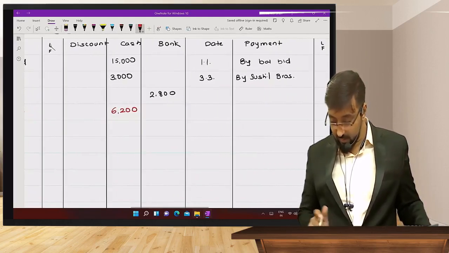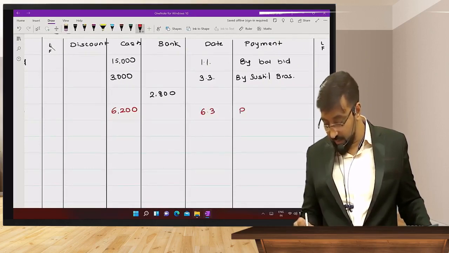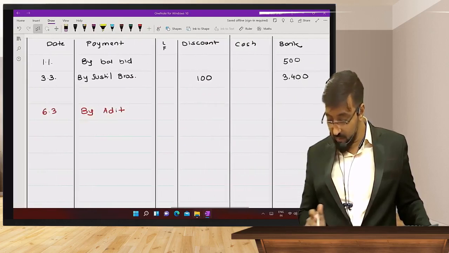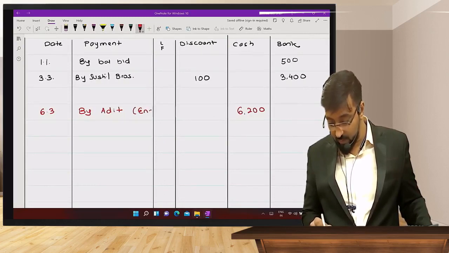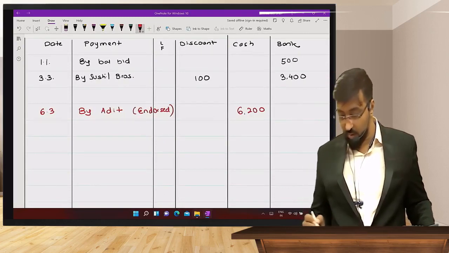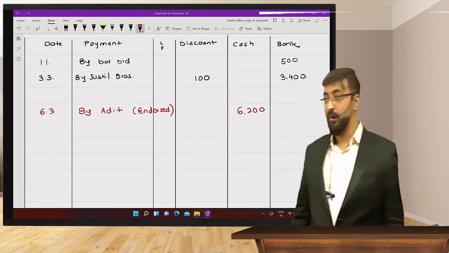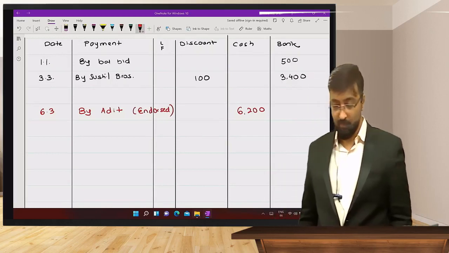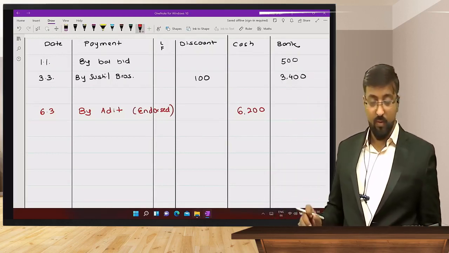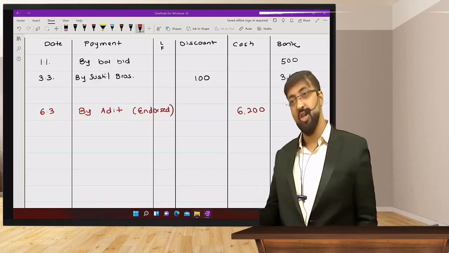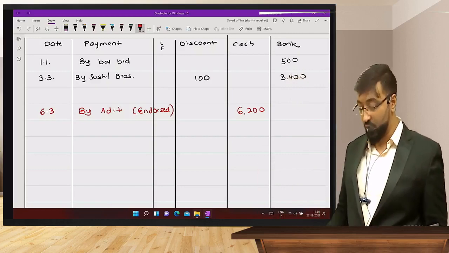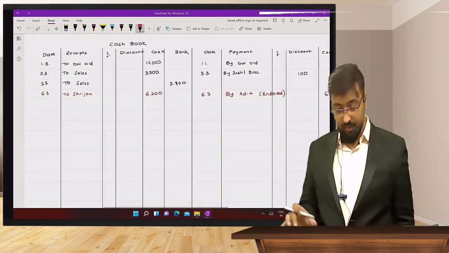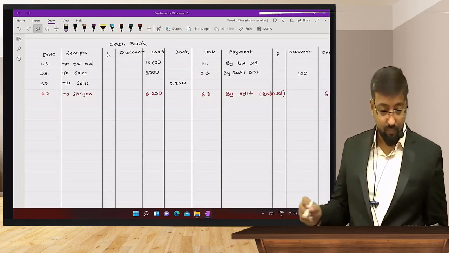On the same line, 6 March, red pen, by Adit. Which column? 6,200, cash column. In bracket, write down endorse. A check endorse means check paid in simple language. But in which column? Cash column. Very, very important. Next one.